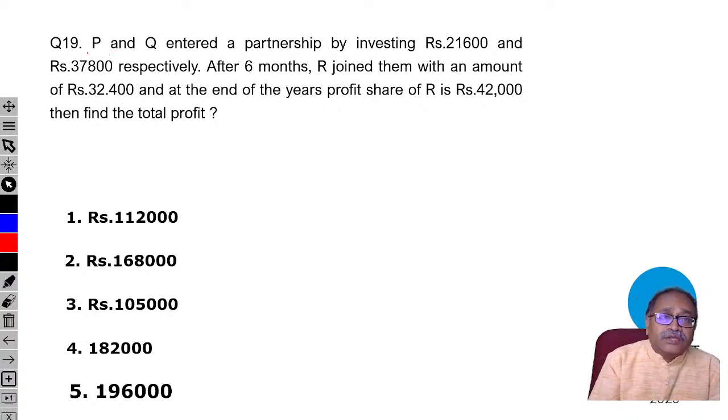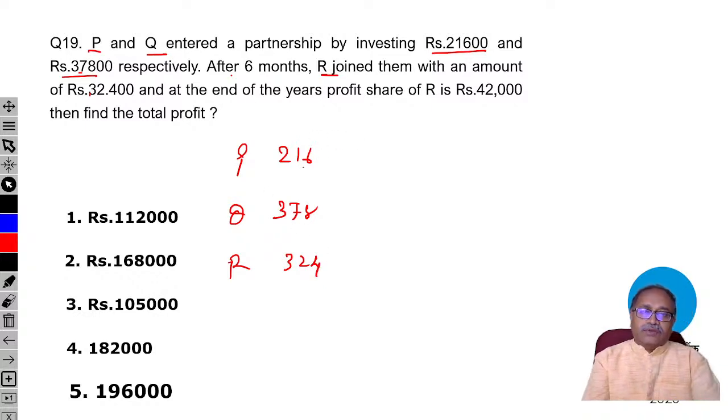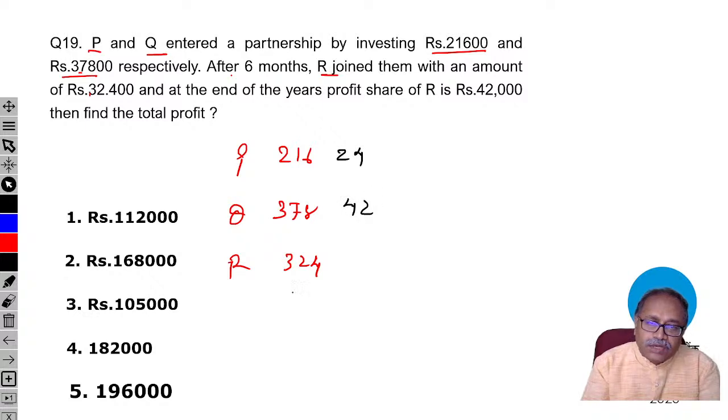Now come on my young friends, P and Q enter into a partnership with this money and after 6 months R comes. So let's write down P, Q and R. Since hundreds are common in all of them, let's remove them. So that is 216, and here 378, and here also we take 324. After that, cancel. Here everything seems to cancel with 9s. So let's cancel with 9. 9 2s are 18 and 9 4s are 36, 9 4s are 36, 9 2s are 18 and 9 2s are 18.